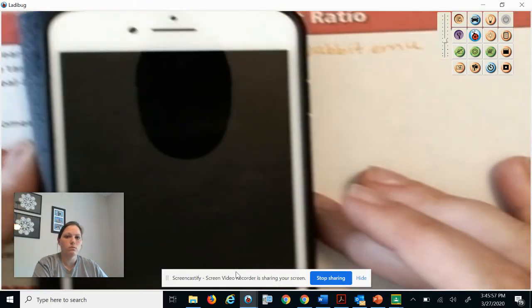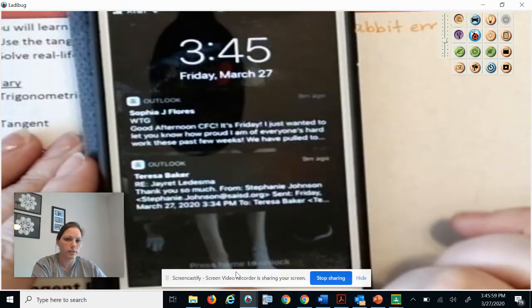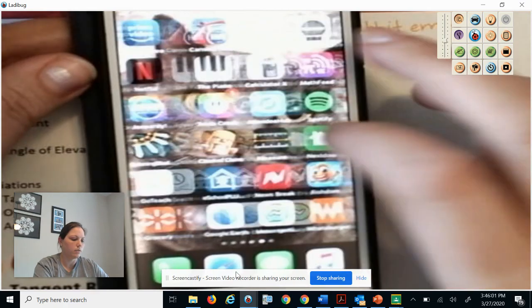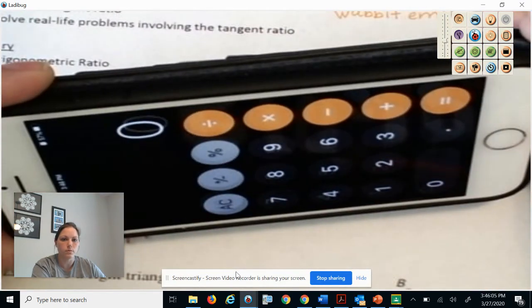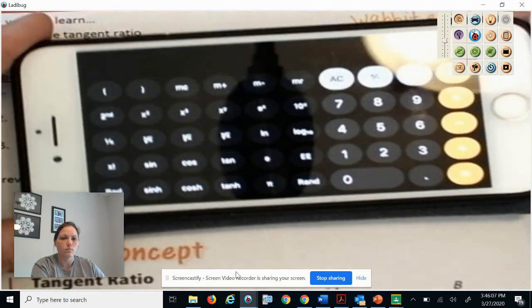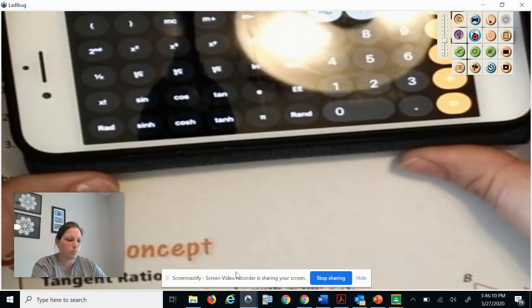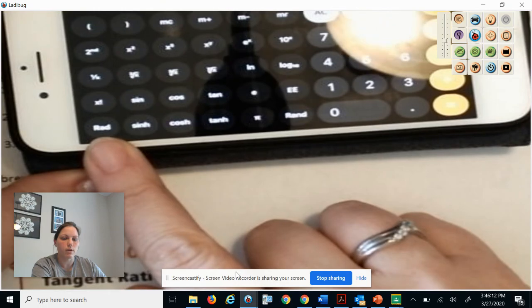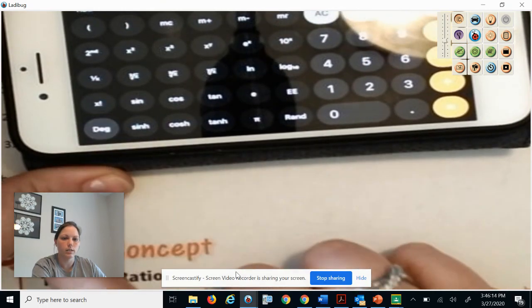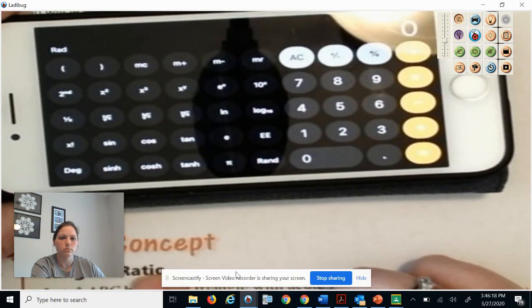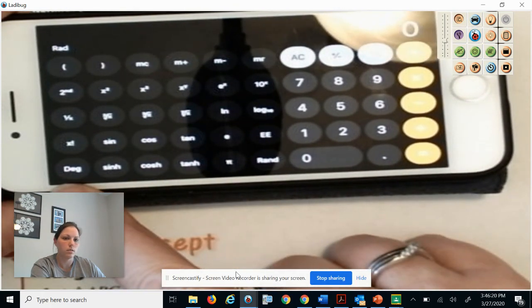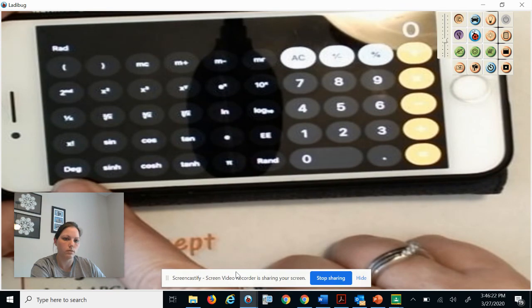Okay, so how you do that on your calculator is, if you're using the normal calculator that comes on your phone, there's a little button in the corner that says rad. If you hit it again, that's in degree mode. Okay, so you always want that to show degree.